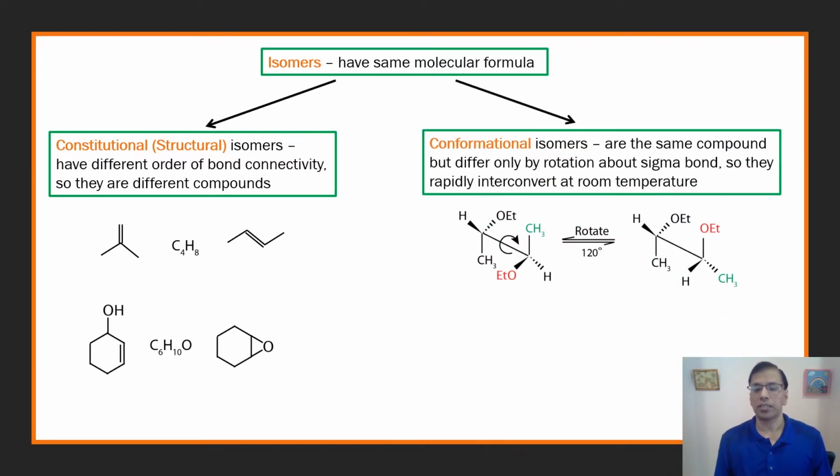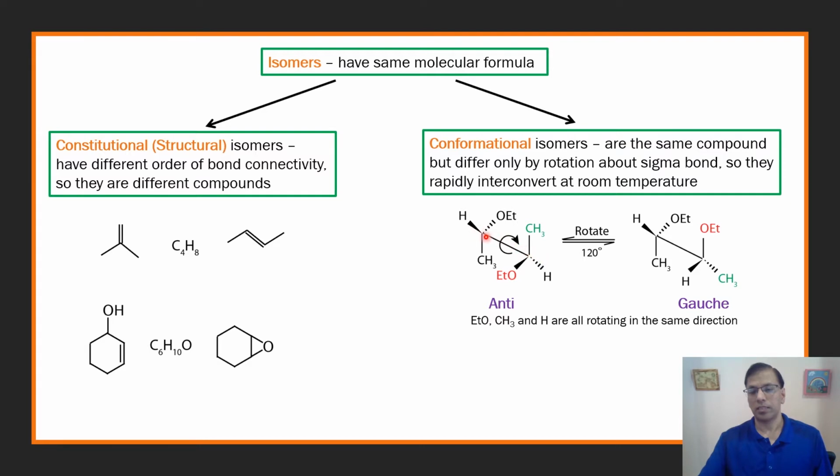So let's now consider conformational isomers. Conformational isomers are the same compounds, but they differ in rotation only about sigma bonds, and so they rapidly interconvert at room temperature. They cannot be isolated. So let's look at an example.